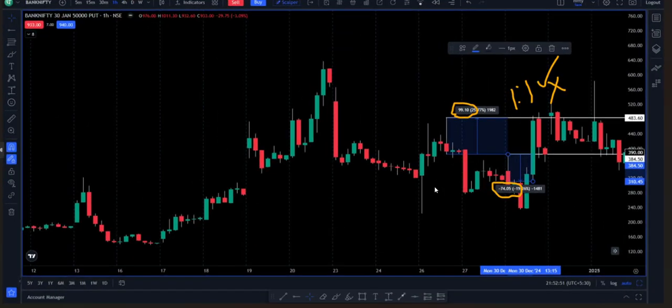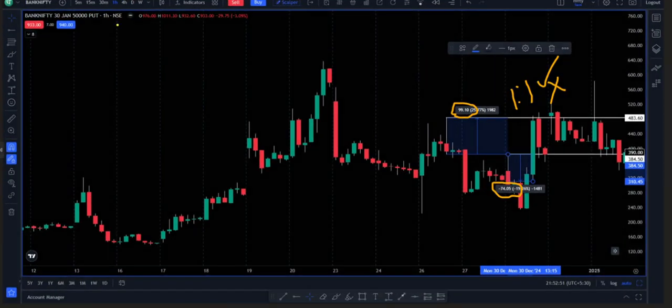And then this is another opportunity, wherein on the 50,000 put happening on 30th December, against a risk of 74 rupees, the reward was 99 rupees. Though the risk to reward was 1:1.3, we would still have let go of this opportunity because the risk to reward was not really that attractive.